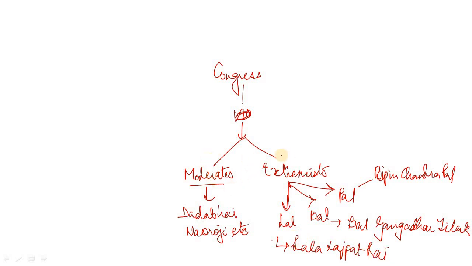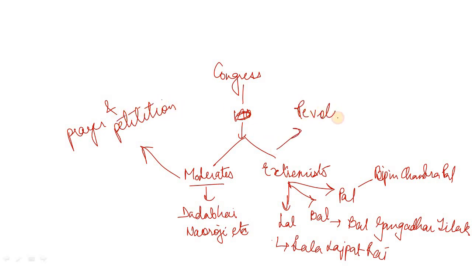So these were the moderates and extremists. The moderates were basically the ones who believed in the constitutional methods and who believed in prayer and petition, whereas the extremists were the ones who believed in revolutionary ideas. They realized that no, we cannot work with the government on constitutional grounds. It's high time that we should now start moving towards the revolutionary movement. These were the basic differences between moderates and extremists, which you must have read about in various other lessons of the modern history.